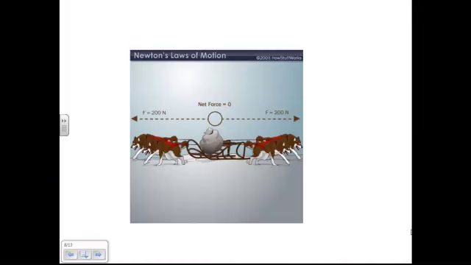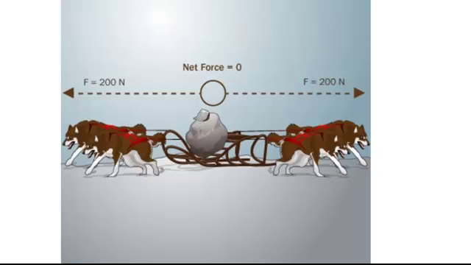So a balanced force is what we also refer to as something being equilibrium. When you have a balanced force, or you're in equilibrium, your net force is 0. So here we have sled dogs pushing or pulling in opposite directions with the same amount of force, 200 newtons of force. So the net force is 0. The sleigh in the middle does not move. So this sleigh in the middle is at equilibrium. So anytime you see something that is not moving, its net force is 0.